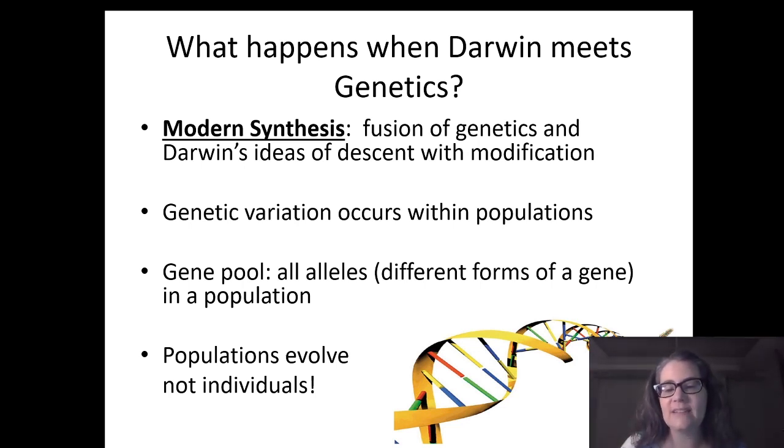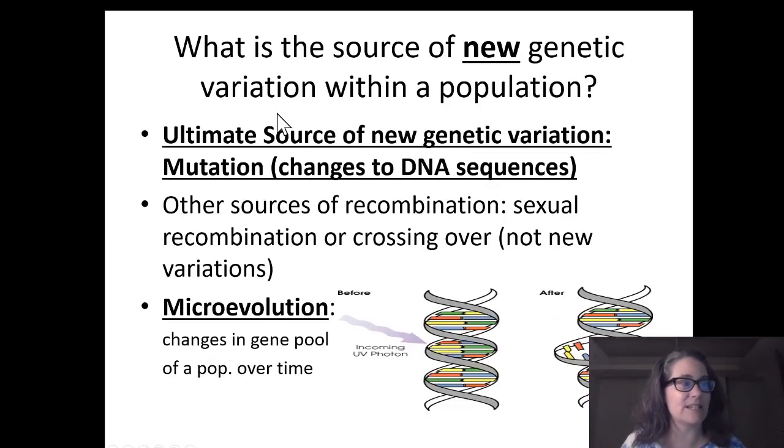Gene pools are all the alleles, or the different forms of a gene, in a population. Imagine, this is not quite true, but imagine you have an eye color gene and you can have blue or green or hazel or light brown, medium brown, dark brown, almost black. These different colors would be alleles, or different forms of that eye color gene. And so gene pools represent all the different alleles possible in a population. And so remember, populations evolve, not individuals. It's not the individuals changing over time, but the populations.